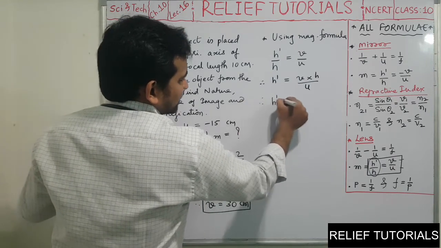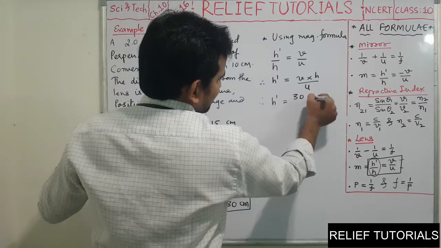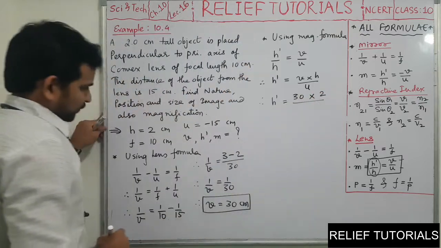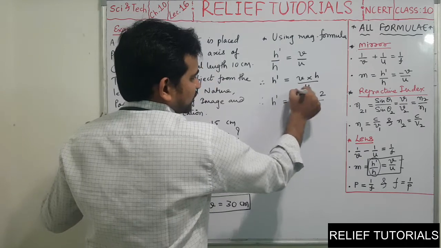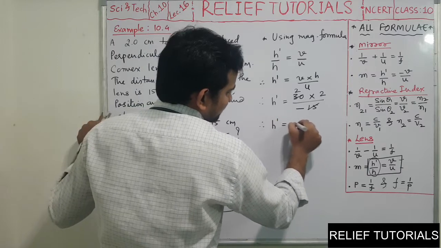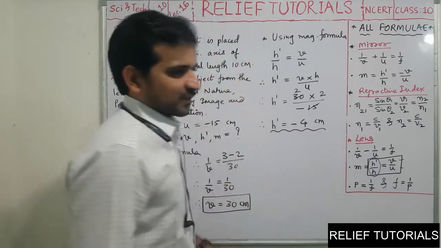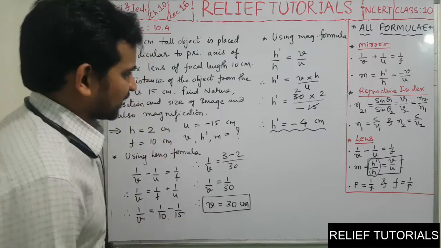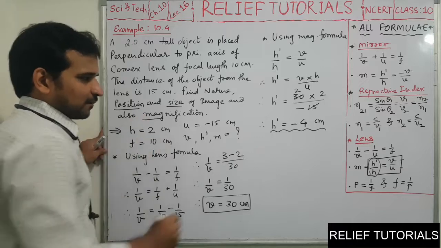Therefore h dash is equal to v. The value of v we recently found is 30, into h which is 2, by u which is minus 15. 15 2s are 30, so 2 2s are 4 and 1 minus sign, so h dash is minus 4 centimeter. So again the minus sign in h dash indicates the image is real and inverted. So we found the position, we found the size, and now let us find the magnification.